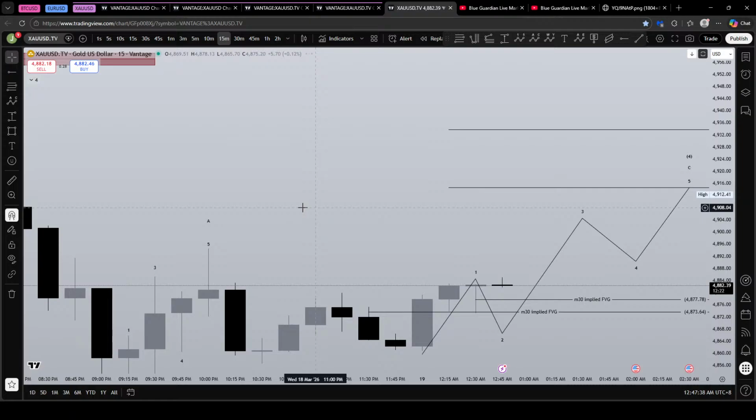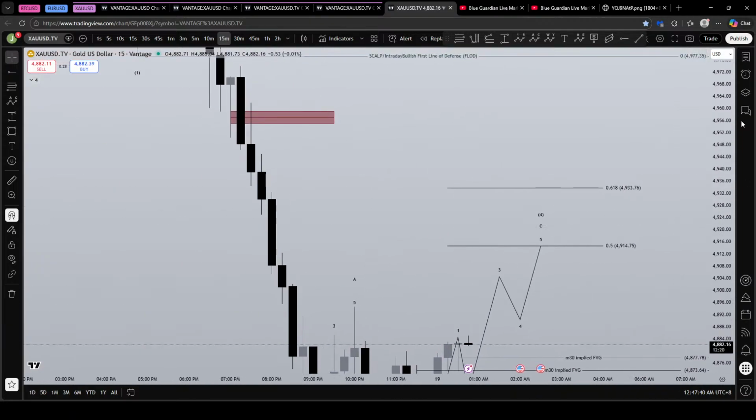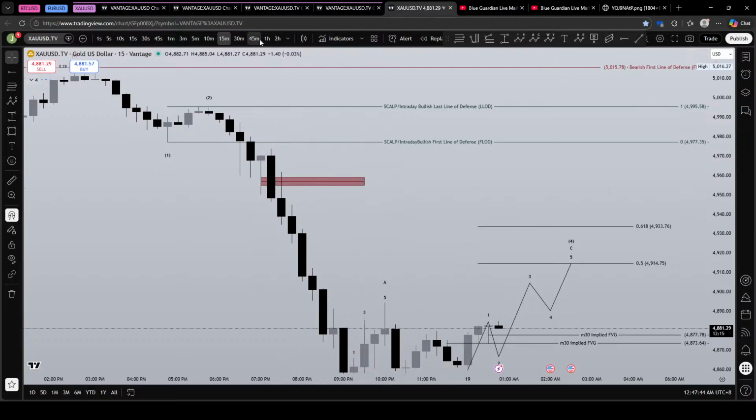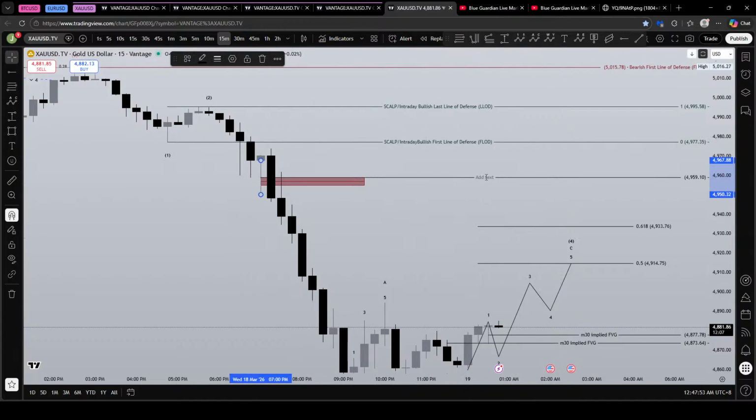Now let me change into 15 minutes, and we can see here a possible target for the wave 4. So if I will refine my entry using implied fair value gap, then this will be my possible target of my wave 4. The M15 implied FVG. So this is the upper boundary, and the lower boundary will be here.